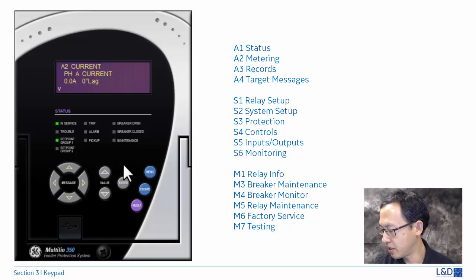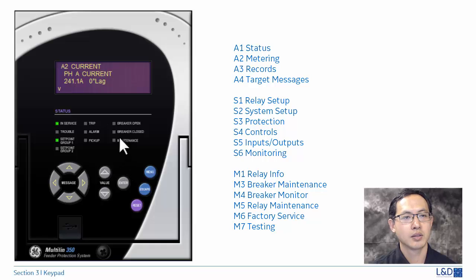Now I'm using my current test set to inject some current, so I can see some values displayed on the meter current. Okay, so I'm going to reduce the current back to 0.